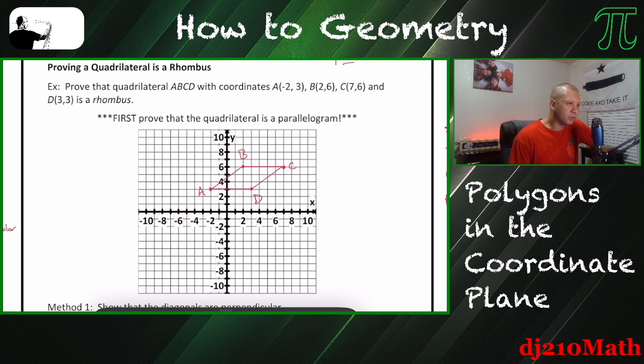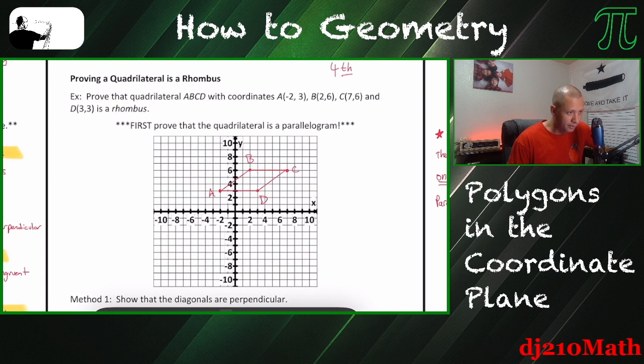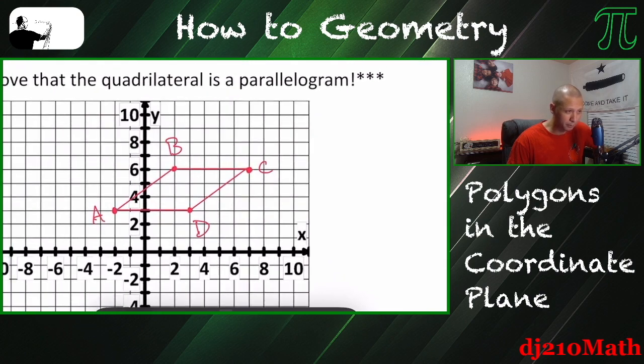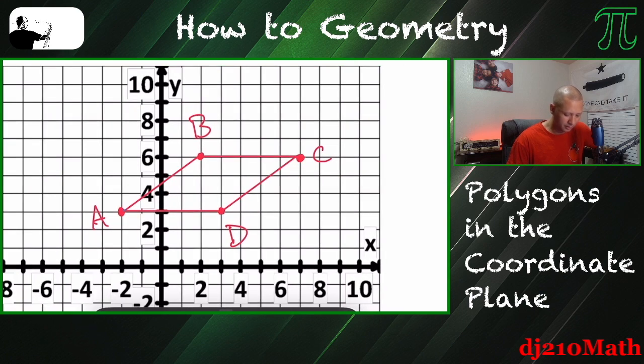Okay, proving that a quadrilateral is a rhombus. So given the quadrilateral ABCD with the given coordinates, we want to show that it's a rhombus. So again, there's multiple methods. I'm just going to show the one. Here, we want to show that the diagonals are perpendicular. So if the diagonals are perpendicular, meaning that they have opposite reciprocal slopes, then that's enough to show that this is a rhombus.